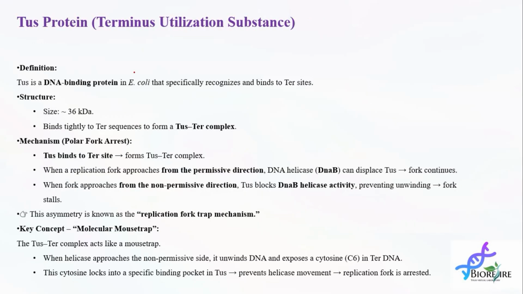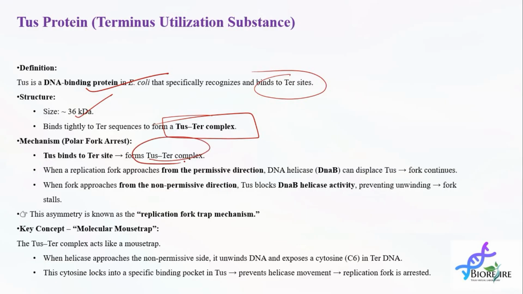Next is the Tus protein. Tus protein is a DNA binding protein. In case of prokaryotes or E. coli, it specifically recognizes and binds to the Ter sequence. Its molecular weight is 36 kilodalton and it binds tightly to Ter. And it forms the Tus-Ter complex. The DNA helicase cannot pass this Tus-Ter complex. That's why this region is converted into a non-permissive region and the replication process will stop.